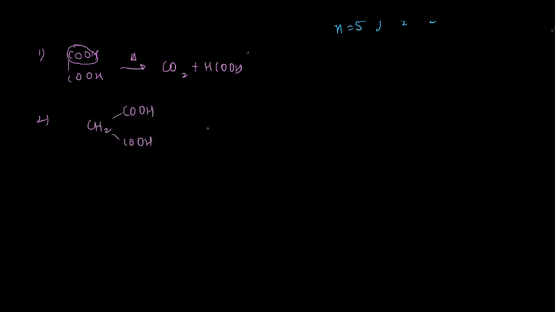First we have oxalic acid. When we heat it, CO2 gas is released, forming HCOOH. The CO2 gas is released and the remaining compound is formic acid. Second, CH2 with two COOH groups, malonic acid. CO2 gas releases again and it forms CH3COOH.